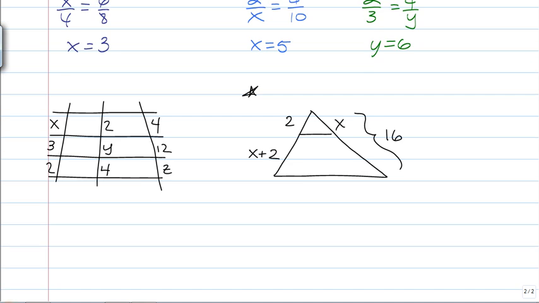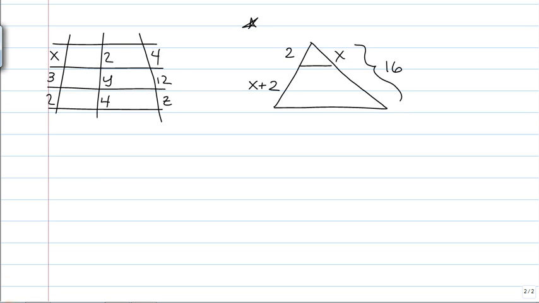Okay, so these last 2 are just a little bit of a challenge. They're not too crazy difficult, but why don't you go ahead and give it a try and see if you can get both of these correct. Just pause it and press play when you're ready.